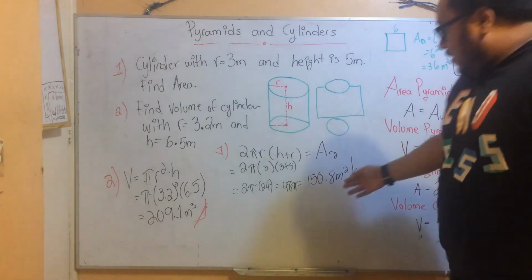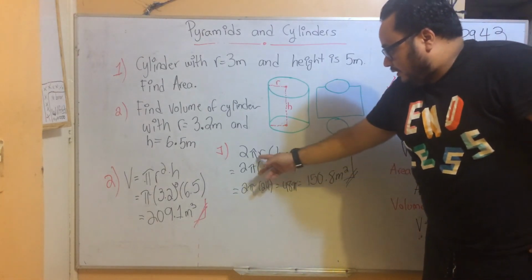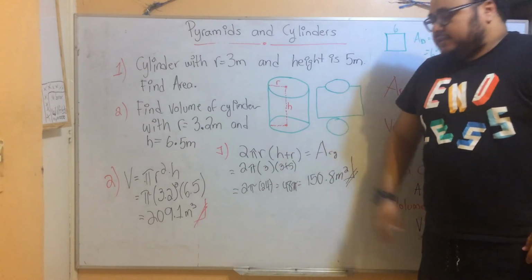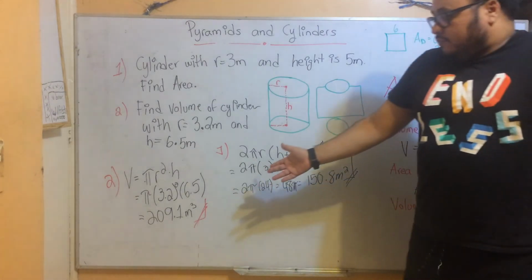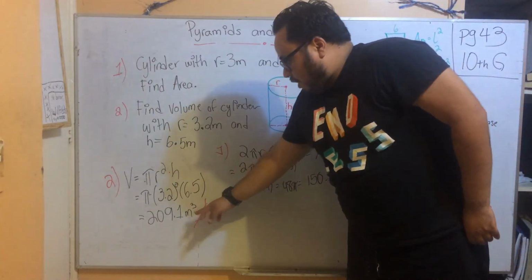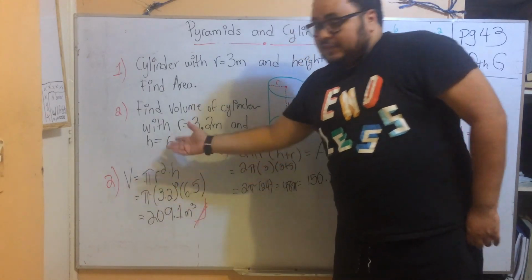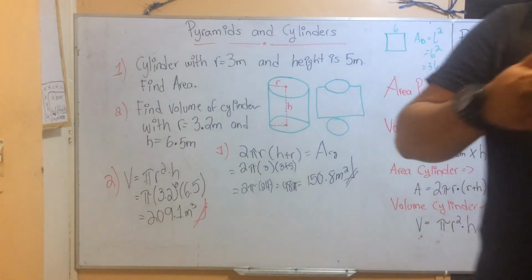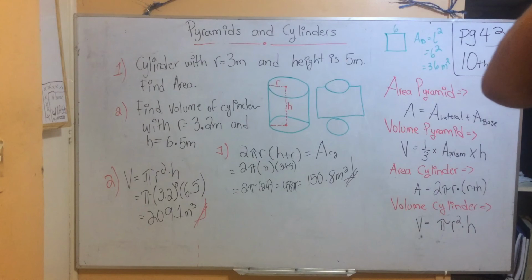Sometimes we might have the area and we need to find, let's say, the radius, or sometimes the height. Or in volume, we might have the volume and we need to find the height, or the radius. So we would just need to substitute in the formula and solve for that value.